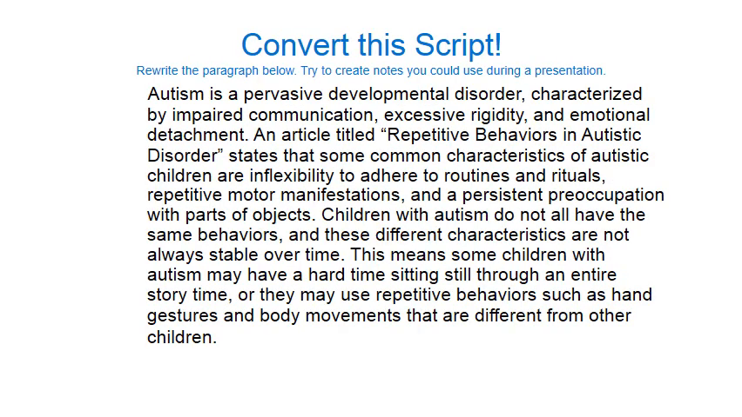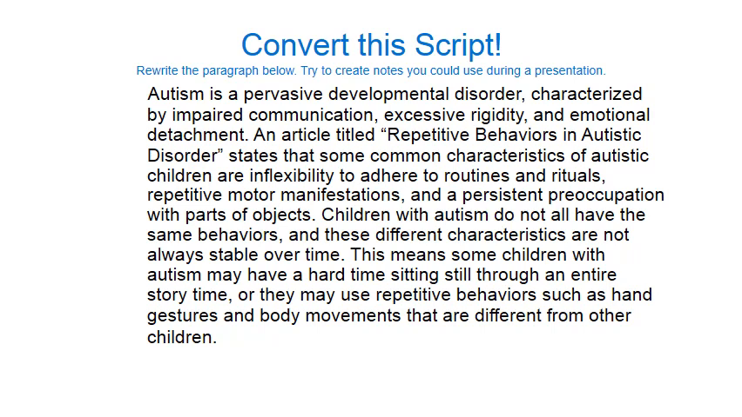Convert this script: rewrite the paragraph below. Try to create notes you could use during a presentation. This is an example of a paragraph, and you should make some kind of notes. For example, autism is a pervasive developmental disorder characterized by impaired communication, excessive rigidity, and emotional detachment. So in this line, you can make a note, a key or a clue. For example, you can write "pervasive developmental disorder" on the note rather than writing the whole line.